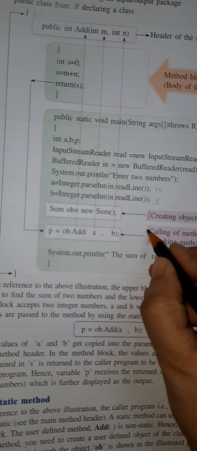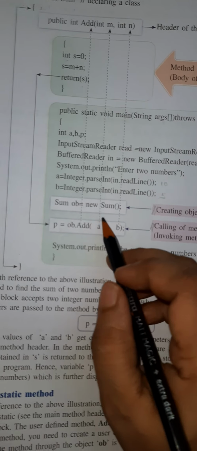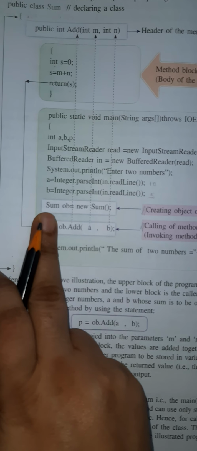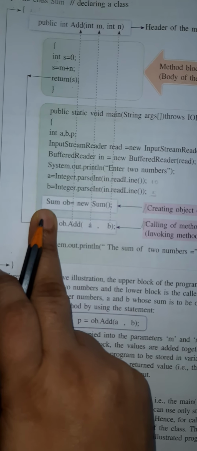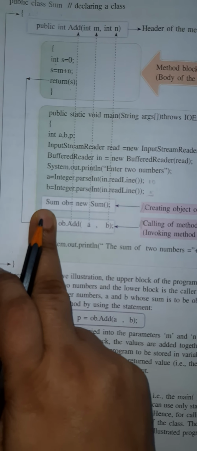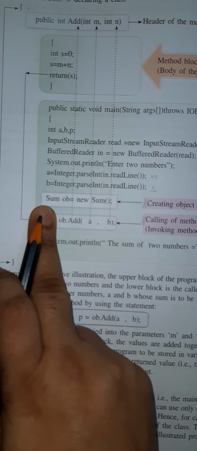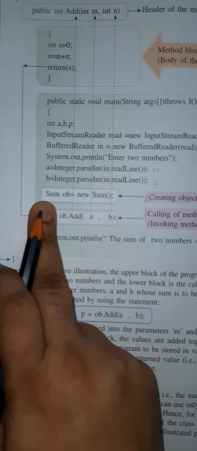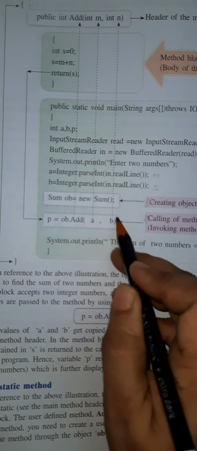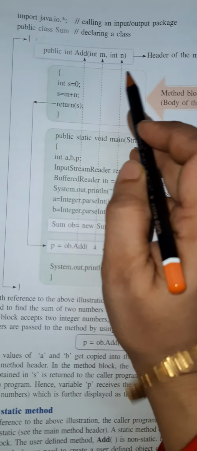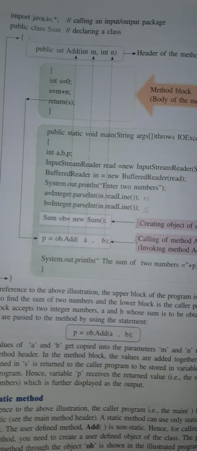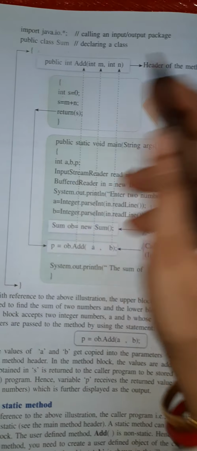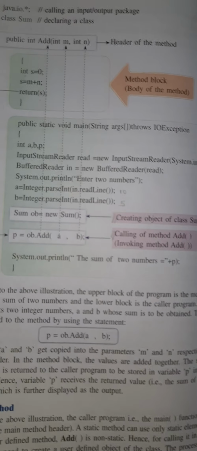This is the comment given here: object is created. Normally we write ob.add(a, b). Here a and b are the arguments, which we also call the actual parameters, and the ones in the method are the formal parameters. This is the invoking part of the parameter.